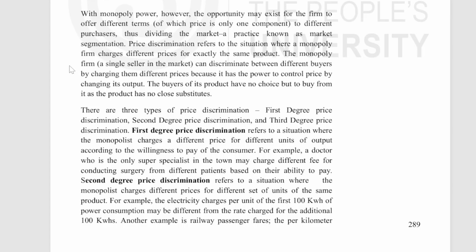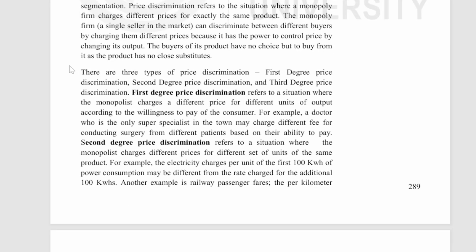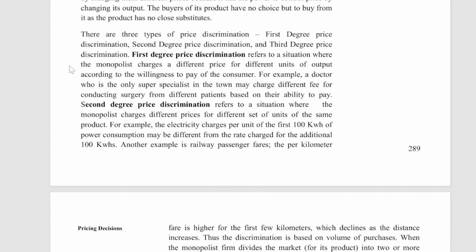Price discrimination refers to the situation where a monopoly firm charges different prices for exactly the same product. The monopoly firm can discriminate between different buyers by charging them different prices because it has the power to control price by changing its output, and the buyers of its product have no choice but to buy from it, as the product has no close substitutes.